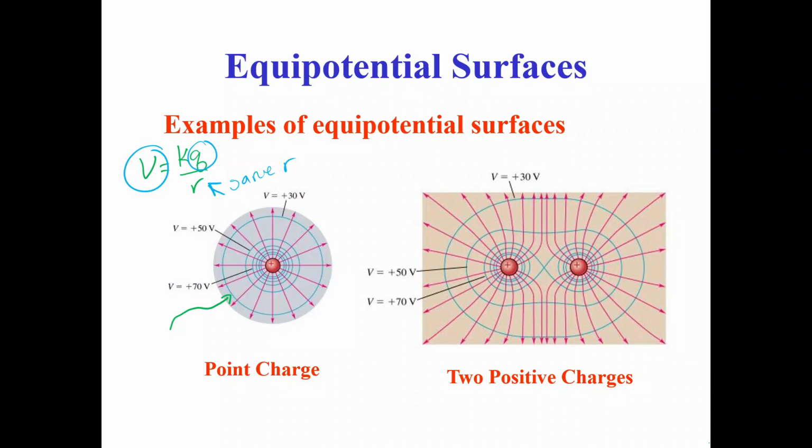Now, we also notice that those potentials are closer together the closer you are, and they get further apart the further away you are. That's related to your electric field strength, because remember that our electric field is equal to negative dV/dr. And if you're looking at small scales, we can approximate the magnitude of that as just the change in potential over the change in radius.